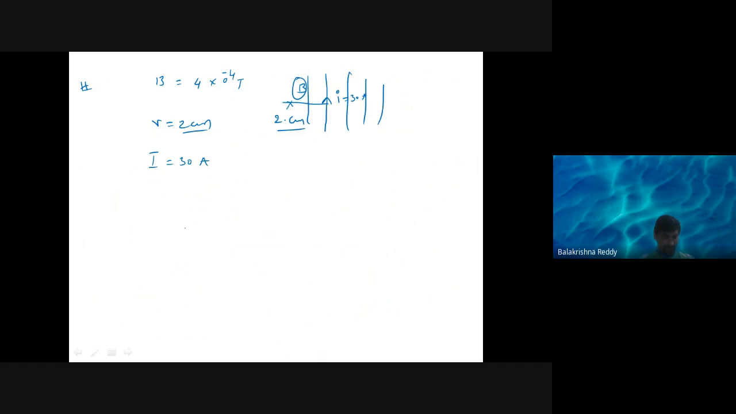This is the first question. Field due to a current carrying conductor or a wire is our formula. What is the formula for a straight wire or finite wire? B equal to mu naught I by 2 pi r. Mu naught is 4 pi into 10 to the power minus 7. I is 30 amperes. 2 into pi value. Pi value is what?